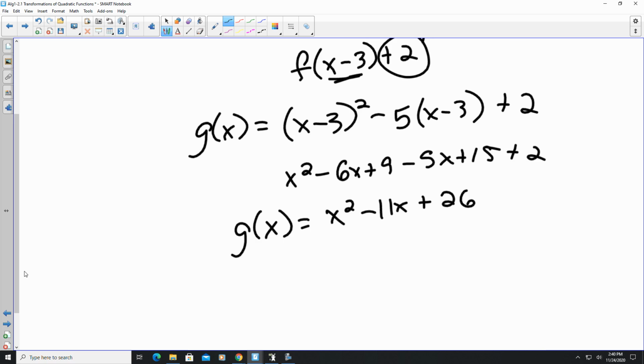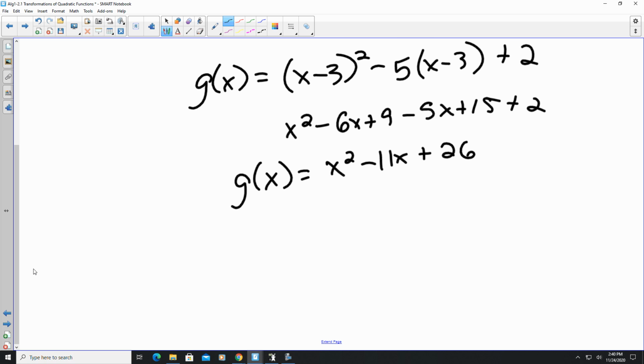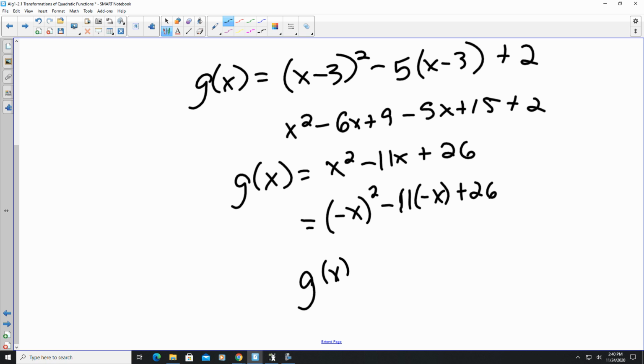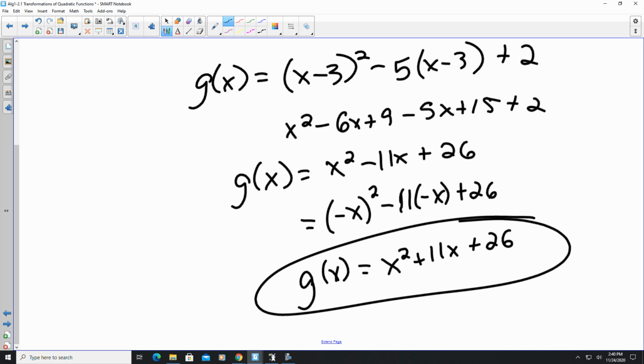So anytime that it reflects over the y-axis, what you are actually going to be doing is putting a negative with respect to x, and then finally solve. So since there's a negative inside this parenthesis, negative 1 squared is still going to be positive 1. So g of x is still going to be positive x squared, but this negative 11 times negative x is now going to be positive 11x, and so now it's plus 26. So my final result is x squared plus 11x plus 26.